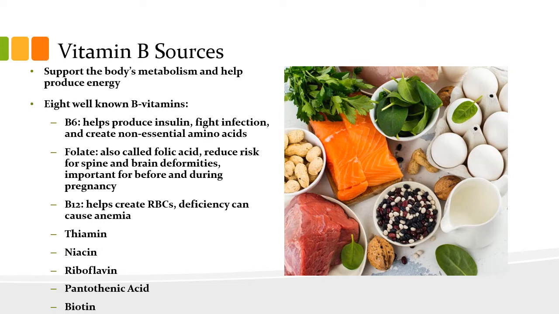These vitamins are water soluble, and many foods are fortified with B vitamins, such as cereals, breads, yogurts, milk, and cheeses. Other sources are lean meats, eggs, almonds, and peanut butter. Vegetarians and vegans may have to take additional supplements, particularly B12.